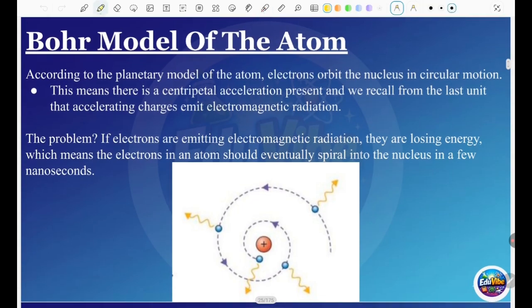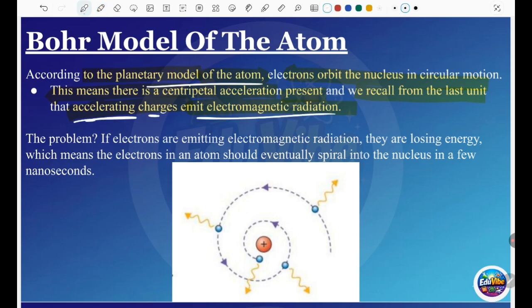So, the Bohr model of the atom. According to the planetary model of the atom, electrons orbit a nucleus in circular motion. The planetary model is the model of Rutherford, which we already discussed in the previous lesson, where he discovered the nucleus and said that the electrons orbit the nucleus in circular motion. This means there is a centripetal acceleration present, and we recall from the last unit that accelerating charges emit electromagnetic radiation.